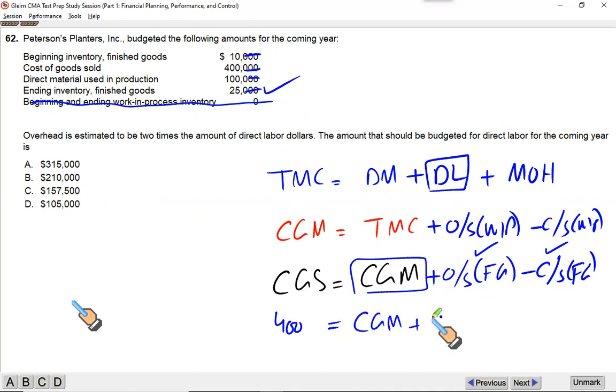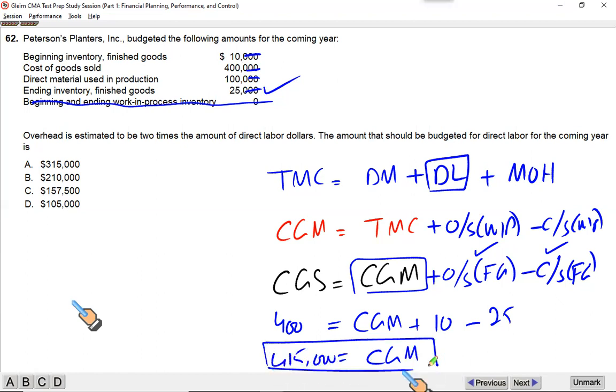Opening stock of finished goods is 10. Closing stock of finished goods is 25. So if you make CGM the subject of the equation, it's a bit longer, but you know the interdynamics, how the work is done. 400 less 10 plus 25 gives you 415. So your cost of goods manufactured is $415,000. This is a key piece of information. Now, use this. Cost of goods manufactured is 415.